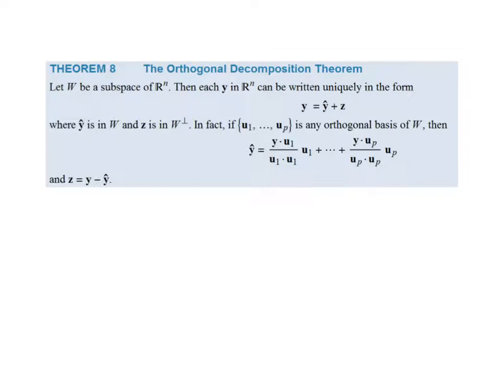So there's that formula that we saw previously, where y hat is in W and z is in W perp. And then it says, in fact, if you have an orthogonal basis of W, then we've got a formula for y hat: y dot u1 over u1 dot u1 times u1, y dot u2 over u2 dot u2 times u2, etc., through all the basis vectors. And then z is y minus y hat. So we take the formula that we were introduced to previously and give it a slightly different twist in this section. We use it a little bit differently.